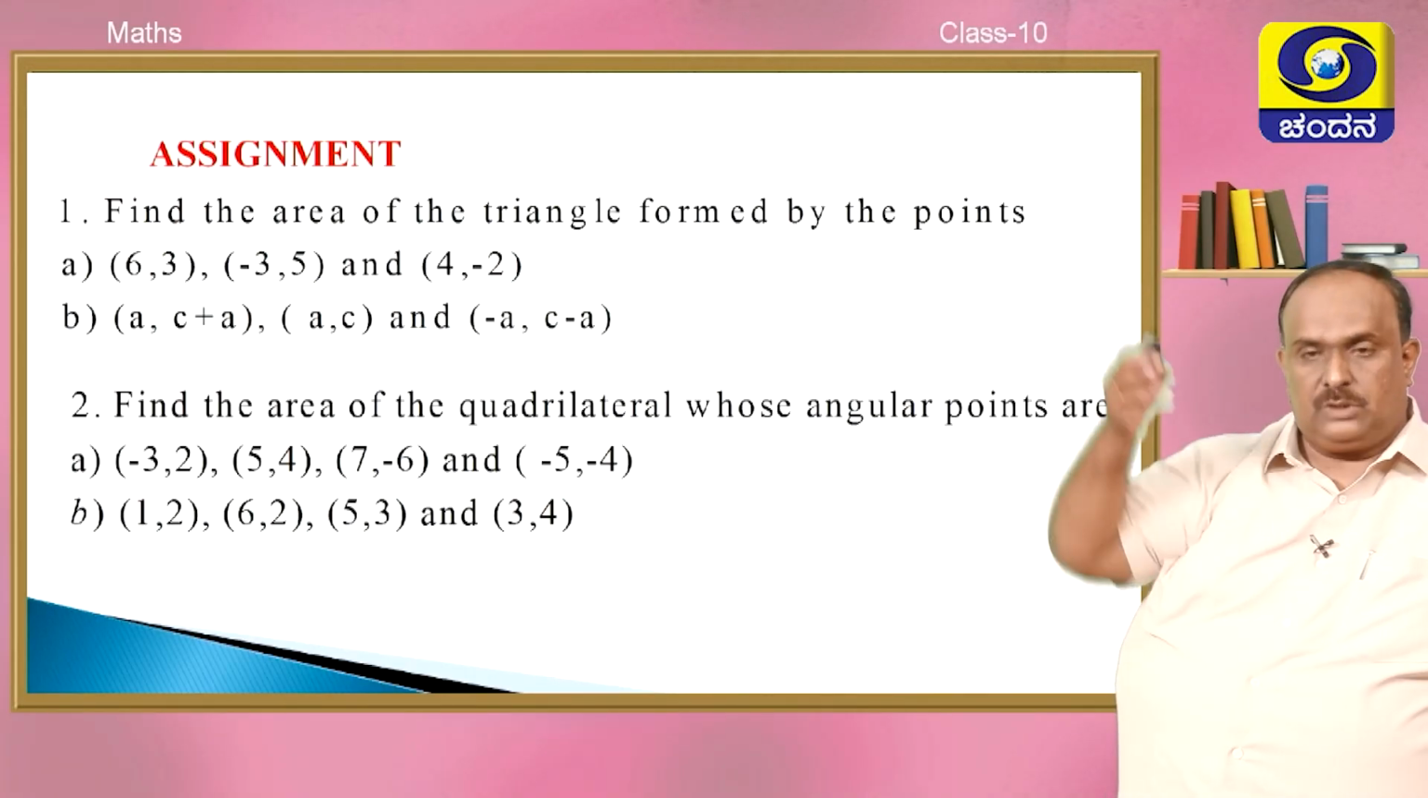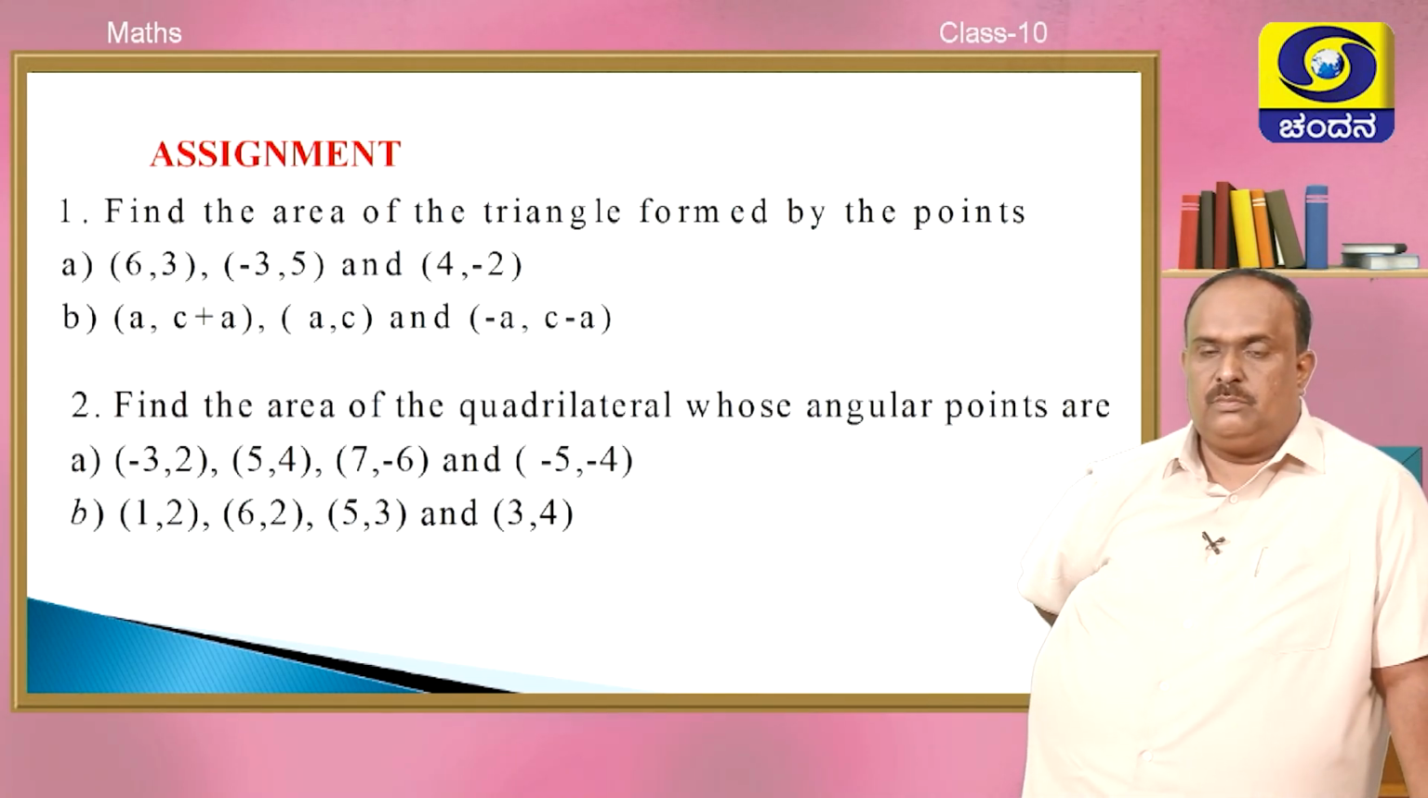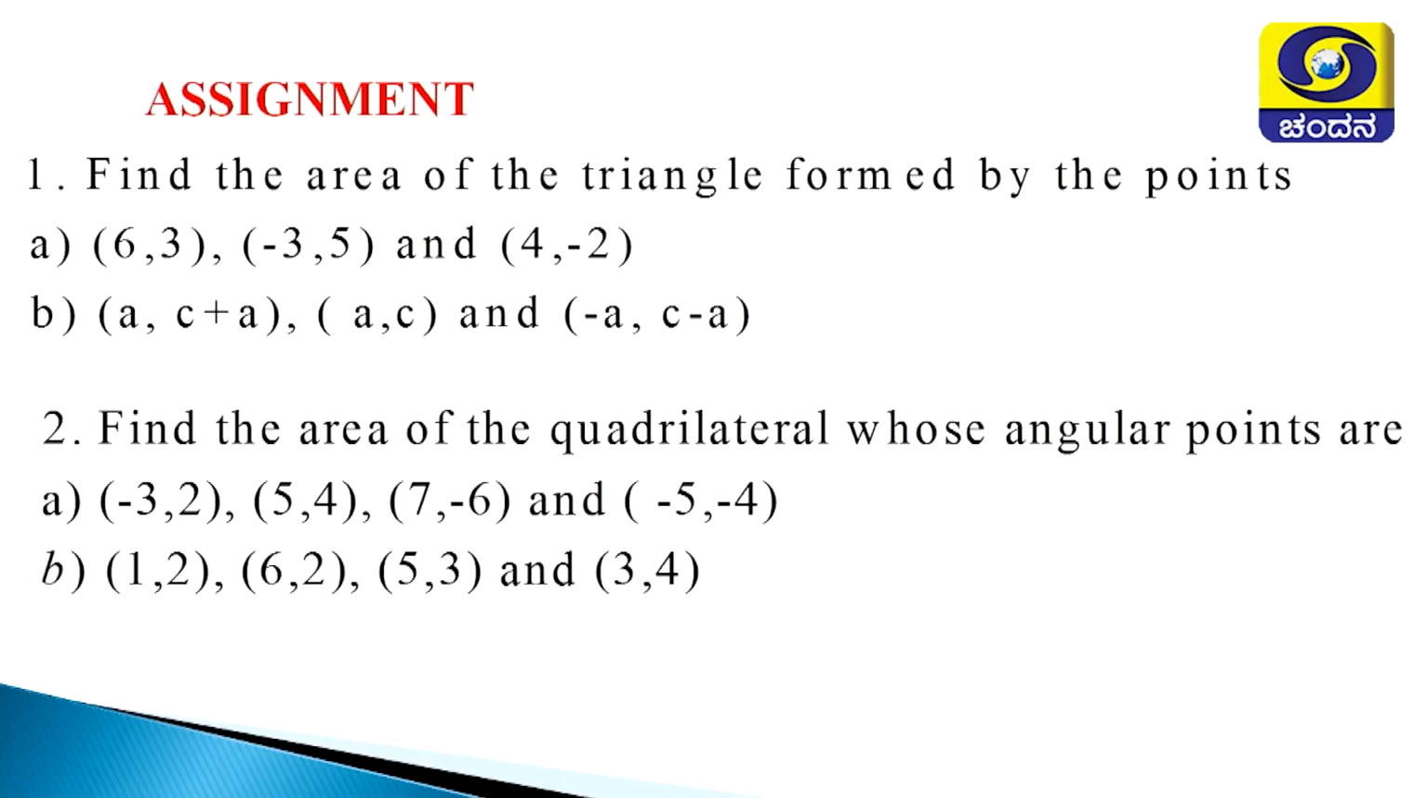Now, based on this topic, I have given you some assignment. That is all about area of triangle you have in your textbook. Find the area of the triangle formed by the points 6, 3, minus 3, 5 and 4, minus 2. Then the points A, C plus A, C and minus A, C minus A. In the second question, you don't have any value, you have only A, C and so on, and you will get a standard result. You will see what that is. After doing your assignment, please check it with your concerned teacher.